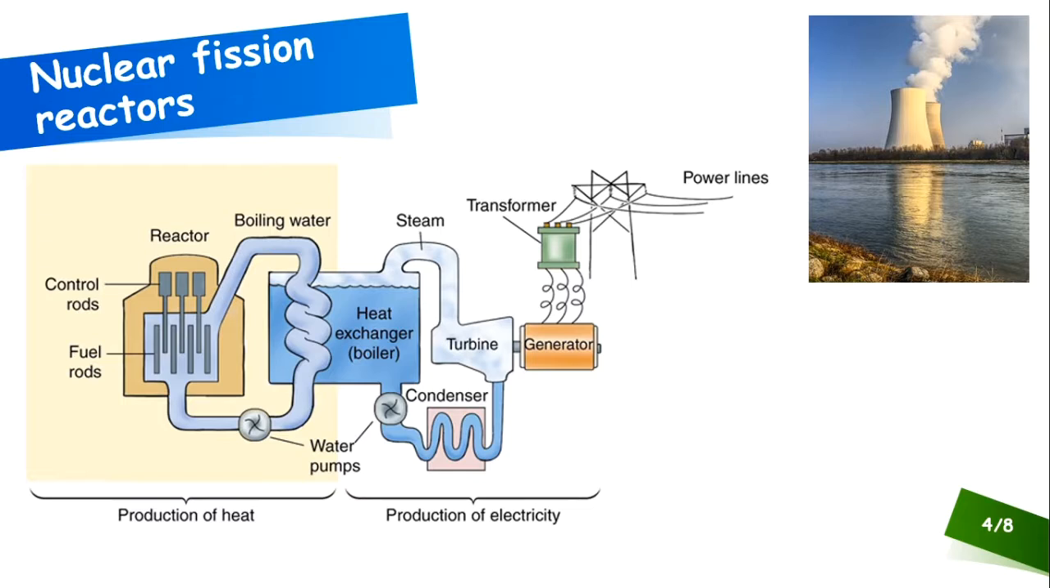Steam then turns a turbine, which then turns a generator. And of course, you've got all the magnets turning inside the generator. It induces electric current, which is then pumped out onto the grid. So that's the basic way this works.